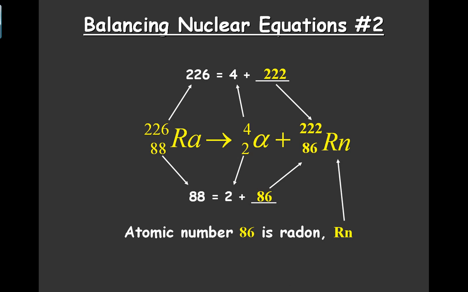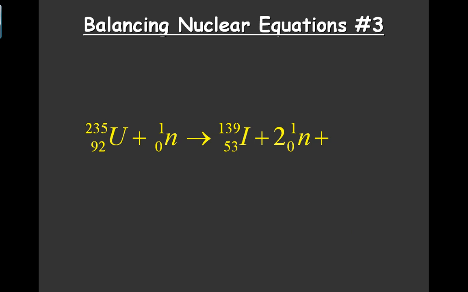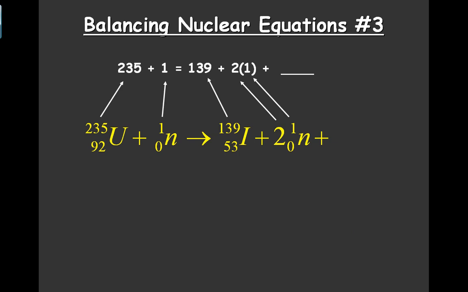except here you're balancing the mass number and you're balancing the atomic number. So last example here, we're going to take uranium, we're bombarding it with a neutron. We know one of the products is iodine-139, and we're making 2 neutrons, and our job is to figure out the other product. So the left side there, 236 total. So therefore on the right side, that final product must have a mass number of 95, so that the masses again add up to 236.